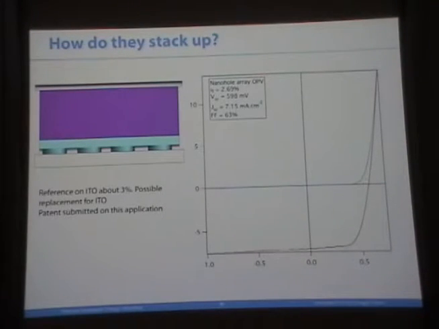Now, how do they stack up? So we made these little solar cells. This is the silver nanohole array. There's PEDOT on top here, a thin layer, and then the organic bulk heterojunction and the top electrode. So there's no ITO here at all. And what we get is basically the same efficiency as a standard ITO design. So this actually works quite well.